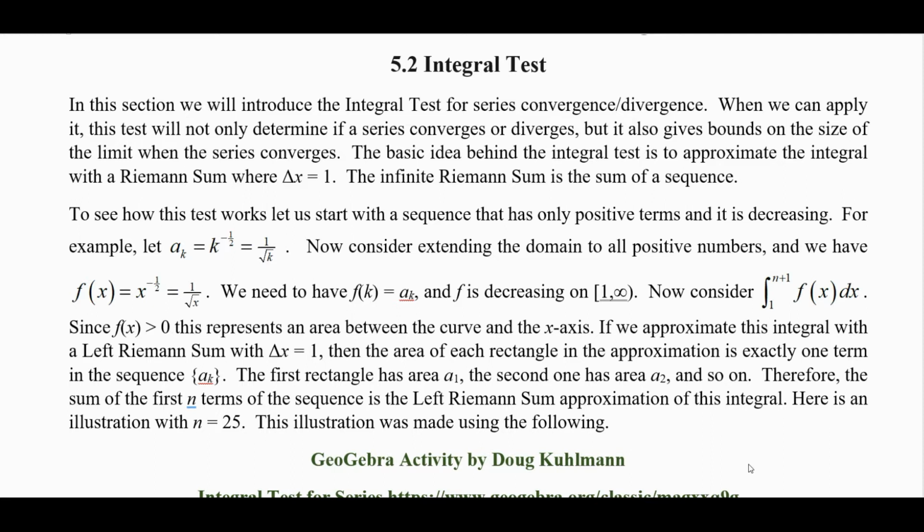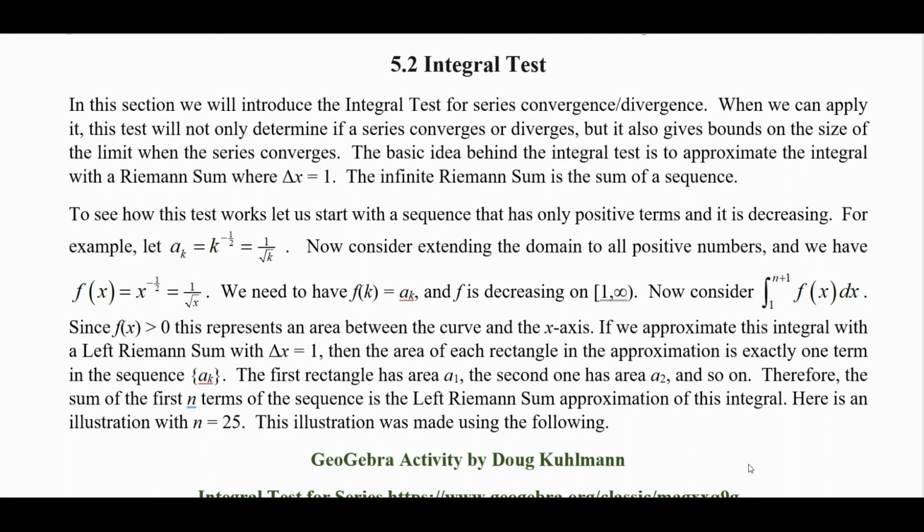The basic idea behind the integral test is to approximate the integral with a Riemann sum where delta x is 1. The infinite Riemann sum is the sum of a sequence. To see how this test works, let us start with a sequence that has only positive terms and is decreasing. For example, let a sub k be k to the negative 1/2 power, or in other words, 1 over the square root of k. Now consider extending the domain to all positive numbers, and we have the function f of x equals x to the negative 1/2, or in other words, equals 1 over the square root of x.